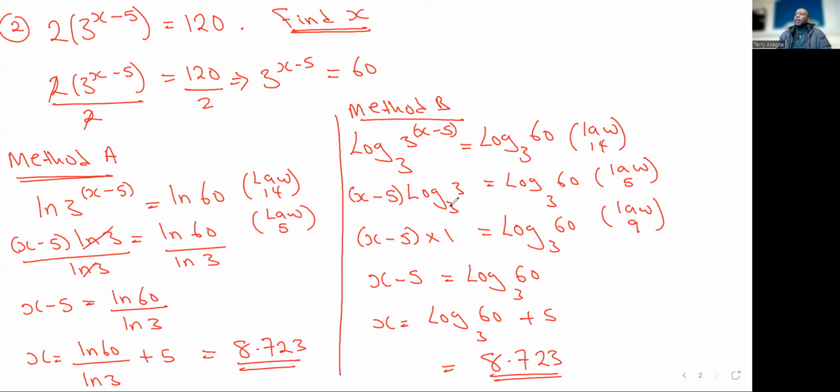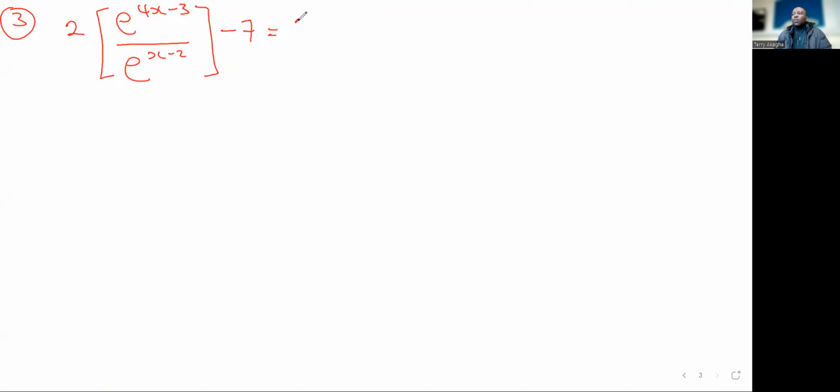Okay, I think we should just throw in a question on exponent, because I've solved 2 questions on logarithm. Let's just throw a question on exponent and see. So let's assume we have this question here. We have the exponent of 4x minus 3 divided by the exponent of x minus 2, and all this minus 7 is equal to what?